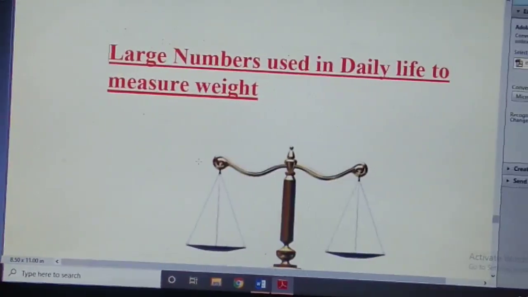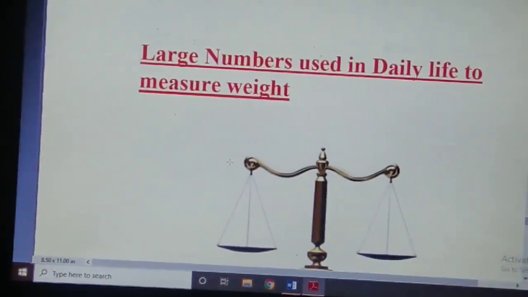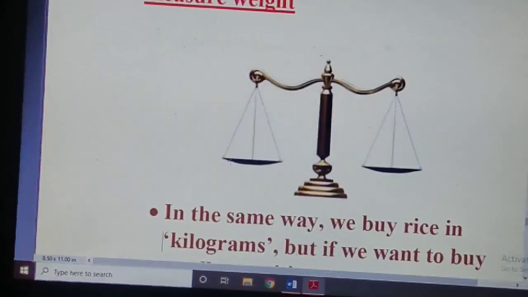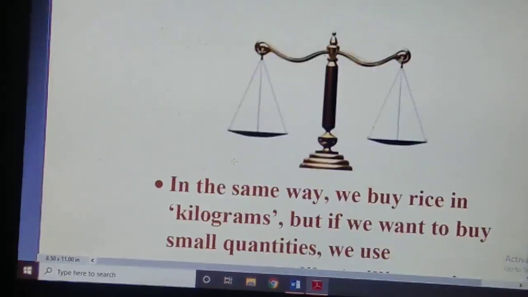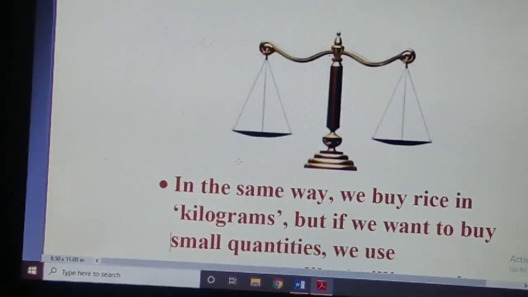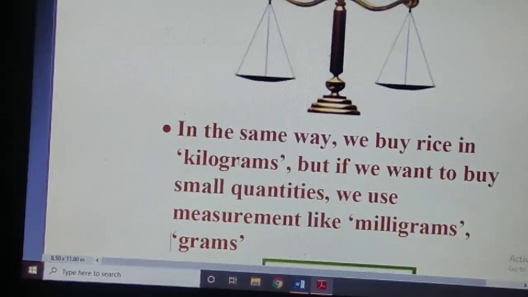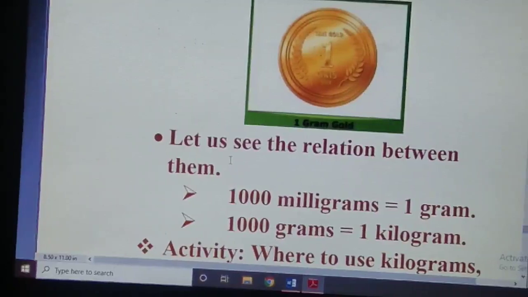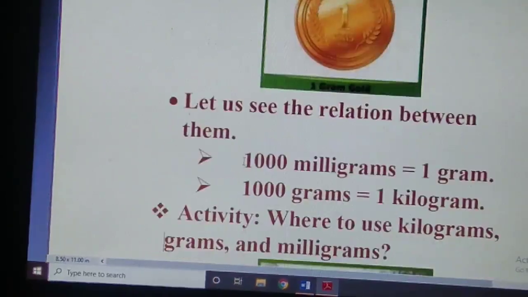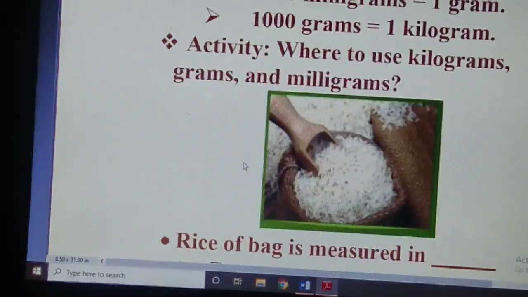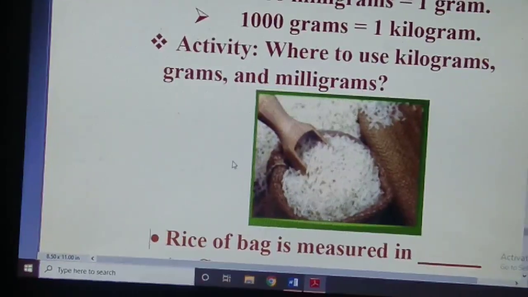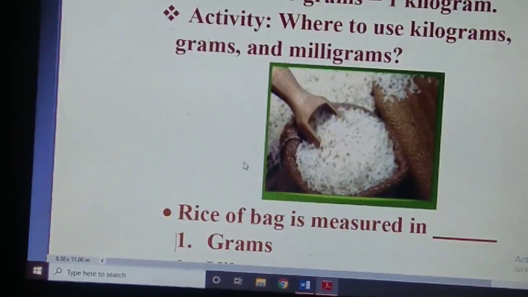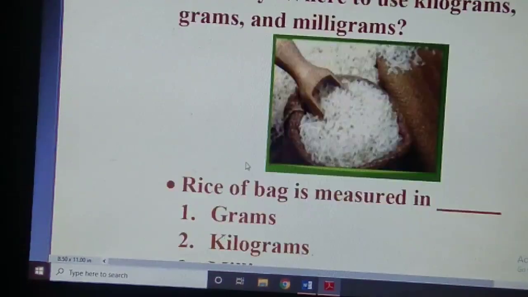Now, large numbers used in daily life to measure weight. In the same way, we buy rice and wheat in kilograms. But if we want to buy a small quantity, we use measurements like milligrams and grams. Let us see the relation between them. 1000 milligrams is equal to 1 gram. 1000 grams is equal to 1 kilogram. Now, see some questions on where to use kilograms, grams and milligrams.